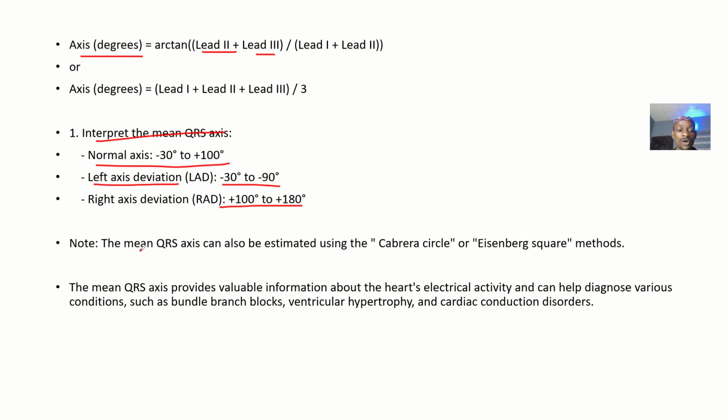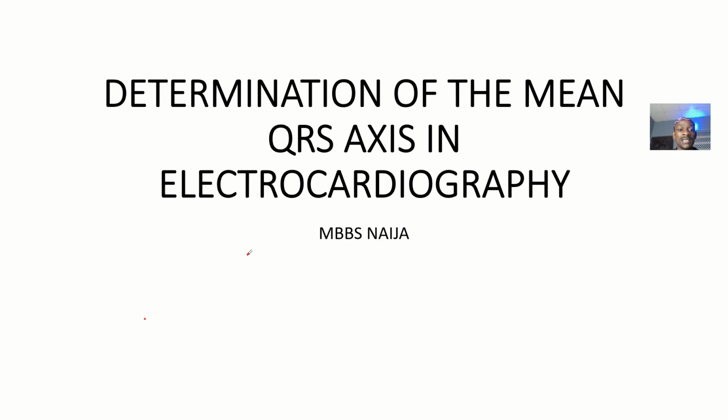Okay. So also the mean QRS axis can be determined using the Carr-Bevel cycle or the Eisenberg square methods. So that's it about how to determine the mean QRS axis in electrocardiography.